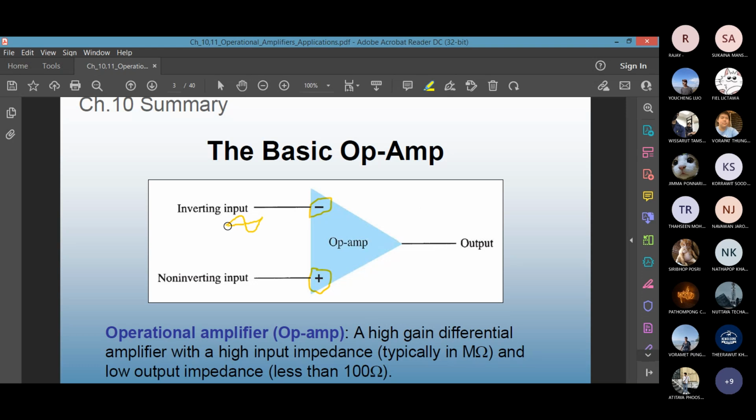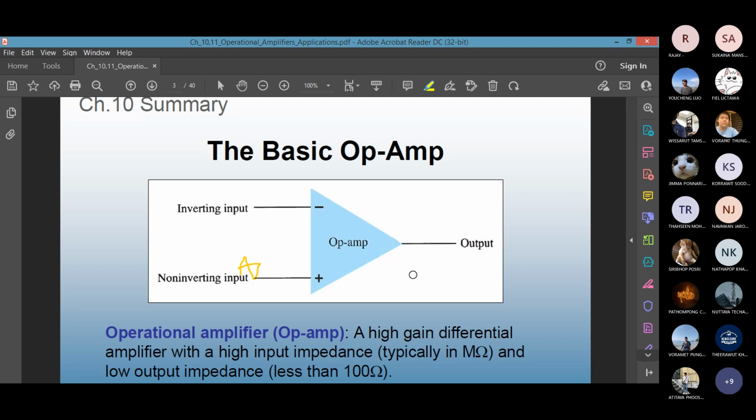If you put a signal on the inverting input and the plus is grounded, this is a single-ended operation, right? The output will be the inverted, a mirror image of the inverting input, and then multiplied by whatever gain you have. What if you put a signal on the non-inverting and then this is grounded? So the output will be the same phase as the input. It does not flip or invert.